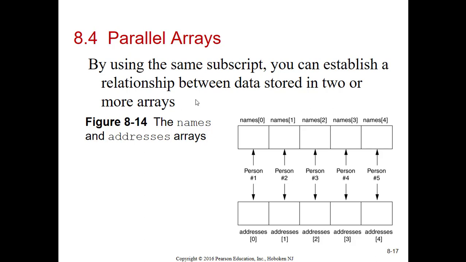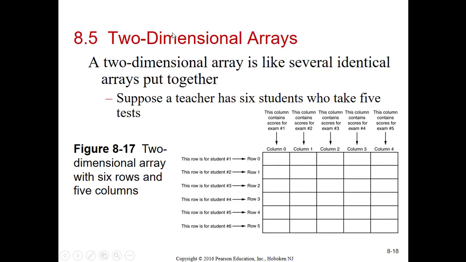Person 2, their name and address, and so on. You can have 2-dimensional arrays, which are like several identical arrays put together. The example they use here is a teacher has 6 students who take 5 tests. He's got columns 0 and 0 right here. That would be the first student and the first test. You go across the top row, that'd be the first student in the second test, and so on.